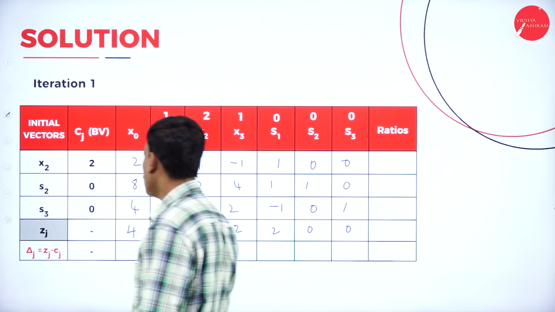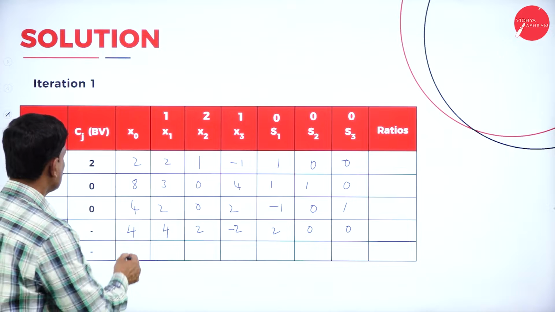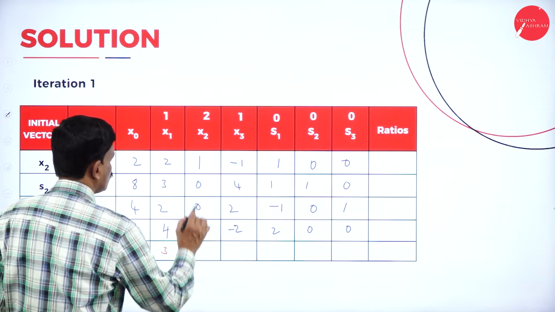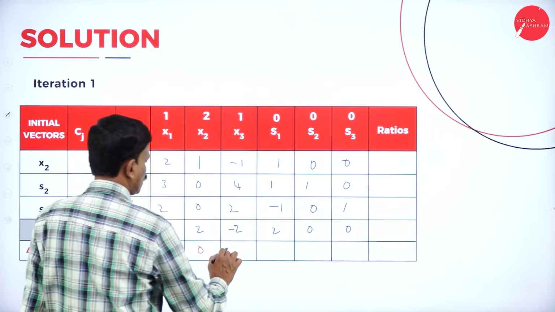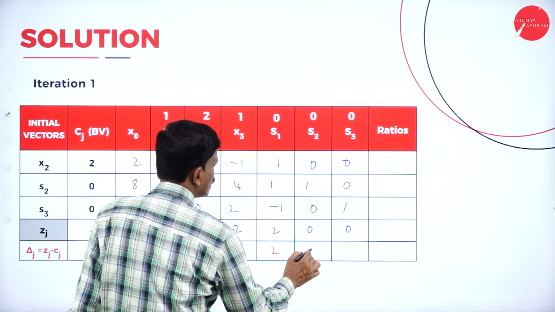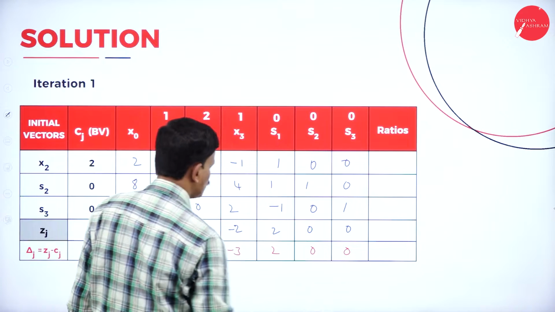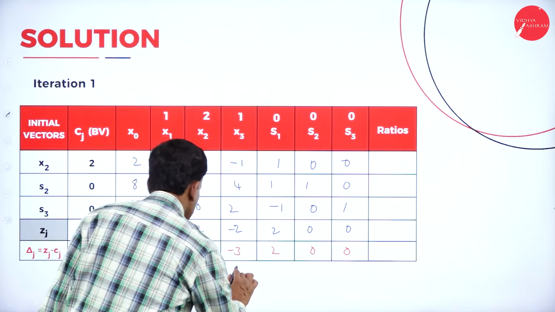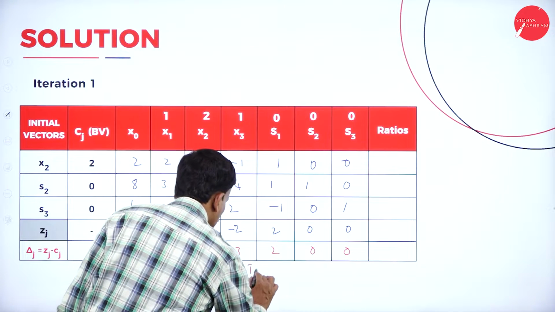Now find out the value of delta j, that is Zj minus Cj. Just subtract. This is 4 as it is. 4 minus 1 is 3. Again 2 minus 2 is 0. Minus 2 minus 1 is minus 3. 2 minus 0 is 2. 0 minus 0 is 0. 0 minus 0 is equal to 0. Now identify the least negative. Here least negative is minus 3. So therefore these are the incoming variables.